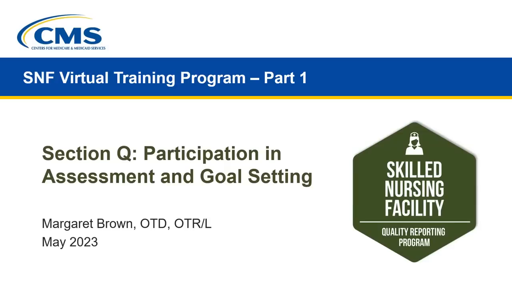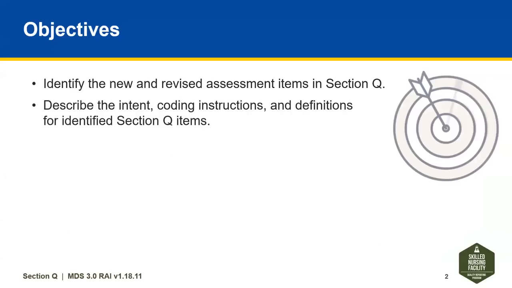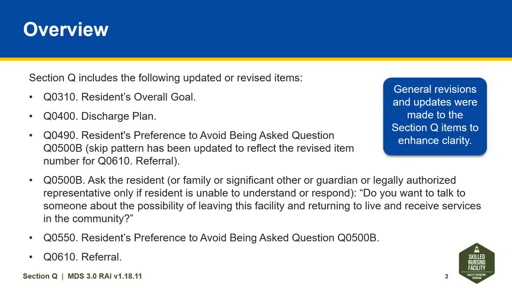I'm going to walk you through the new and updated guidance from the Minimum Data Set, MDS 3.0, Resident Assessment Instrument, RAI, version 1.18.11 manual for Section Q, Participation in Assessment and Goal Setting. The objectives of today's presentation are to identify the new and revised assessment items in Section Q and to describe the intent, coding instructions, and definitions for identified Section Q items.